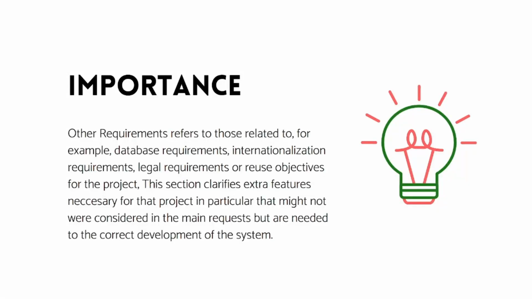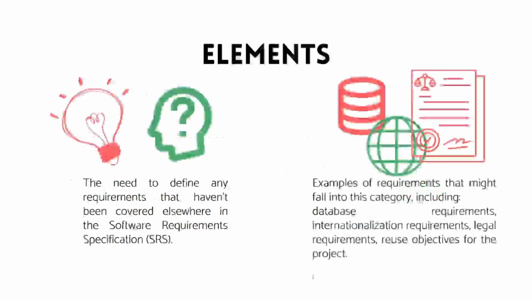Other requirements clarify extra features necessary for that project in particular. They can be, for example, database requirements, internationalization requirements, legal requirements, or reuse objects for the project. Now here we need to define any requirements that haven't been covered elsewhere in the software requirements specification, and some examples of these are the database requirements, internationalization requirements, and the legal requirements.